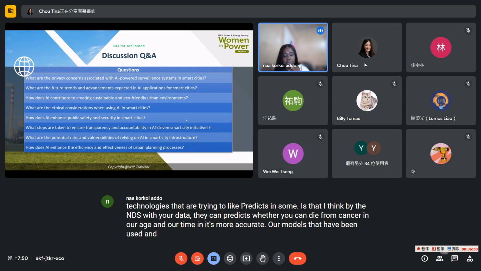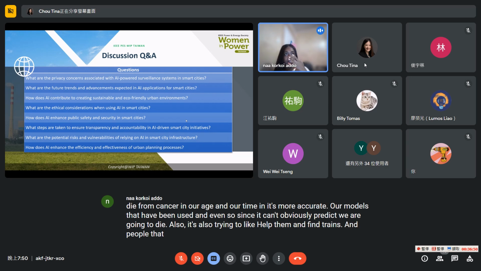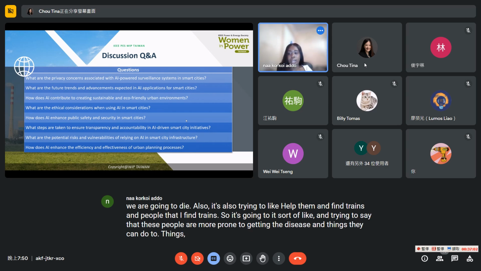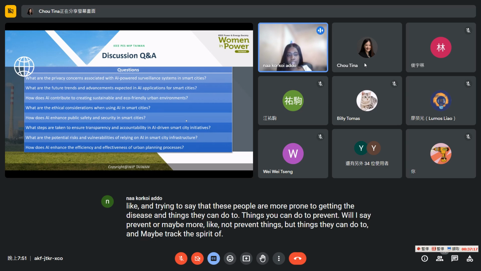And since it can predict when you're going to die, it's also trying to help find trends in people. So it's trying to say that certain types of people are more prone to getting the disease, and things they can do to maybe track the spread and monitor certain diseases as well.